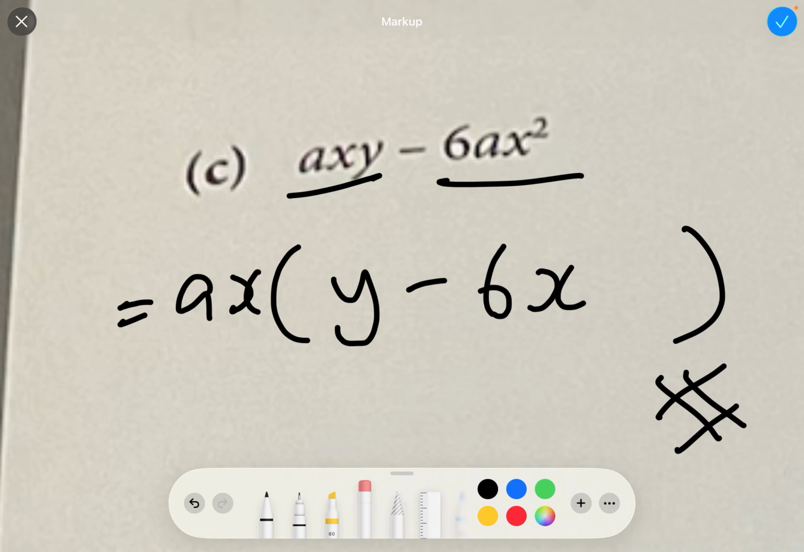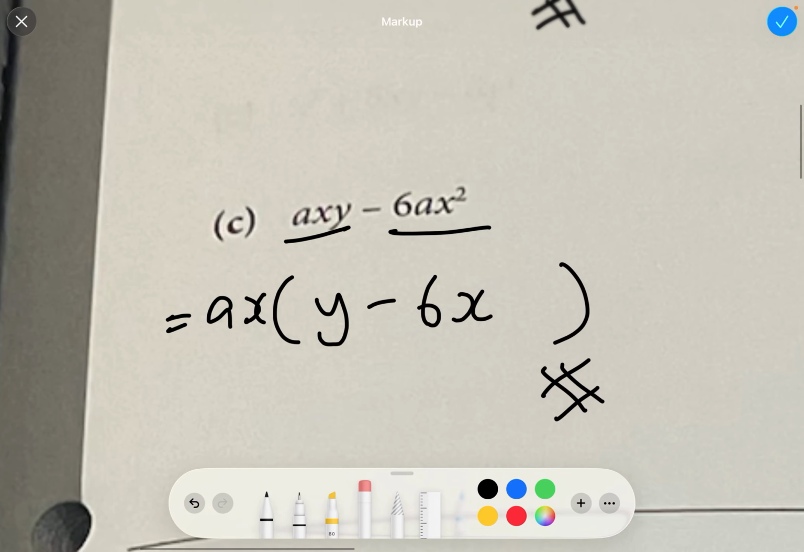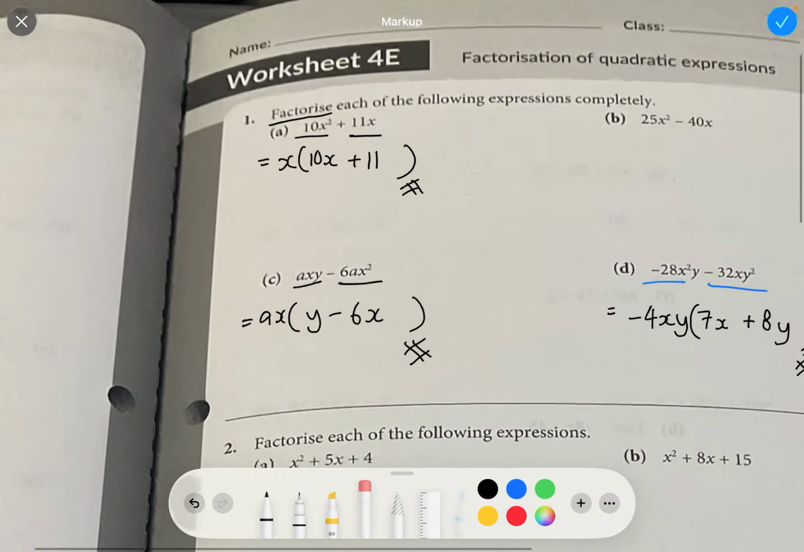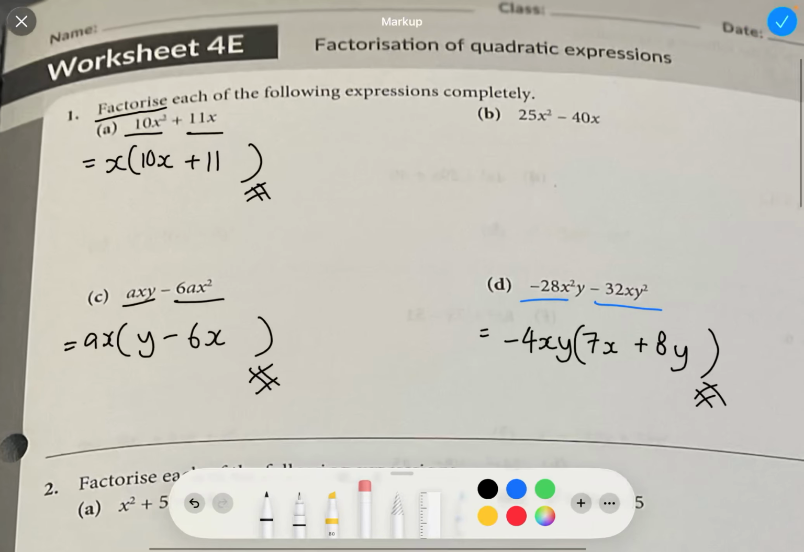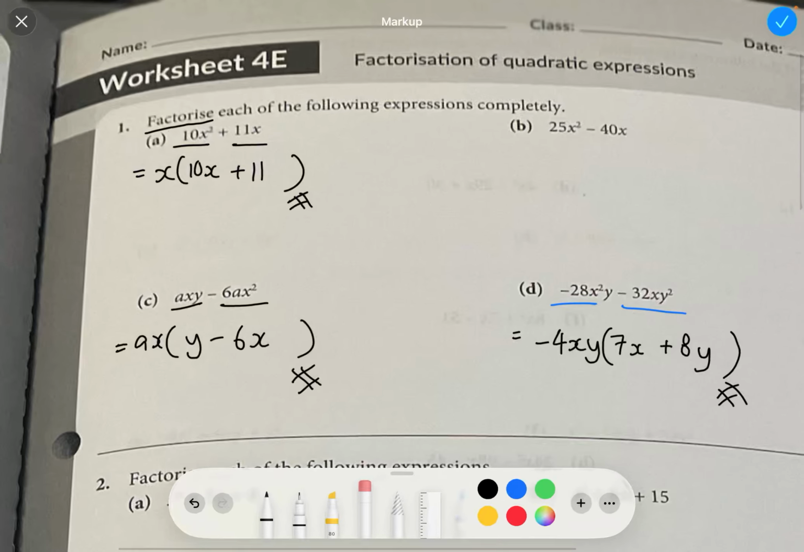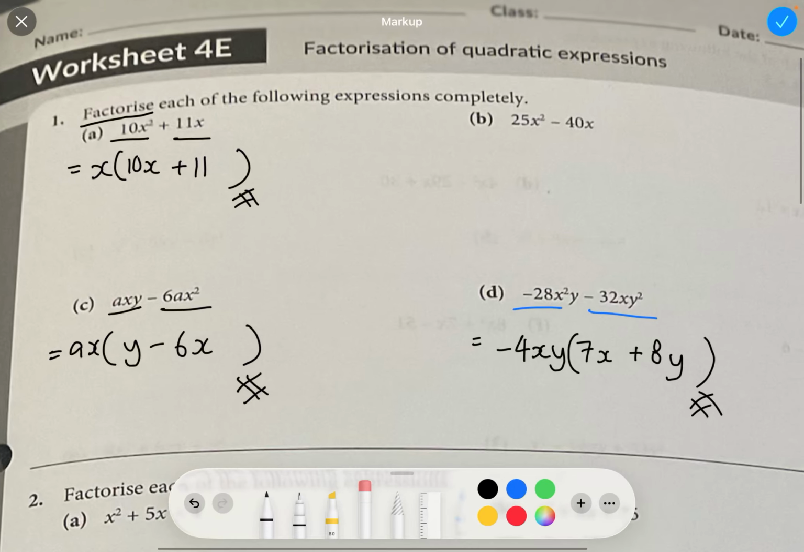Jarius, try. Alright, 4E, question 1. Not much different. Two terms. Look for the common factor. Then take out or factorize out your common factor. The difficult part will come tomorrow. Question 2.